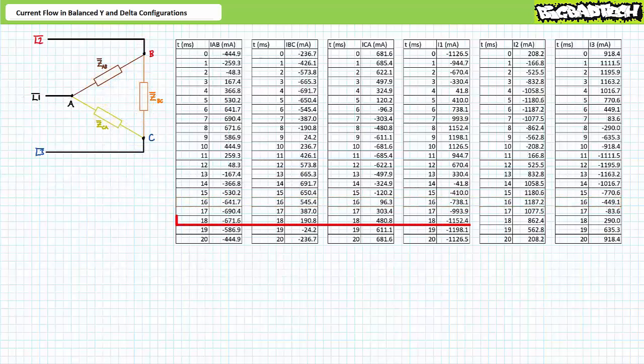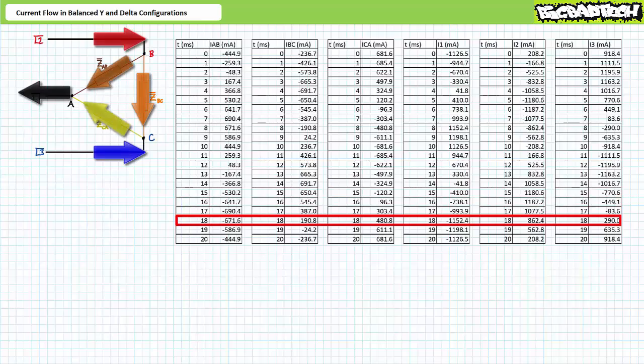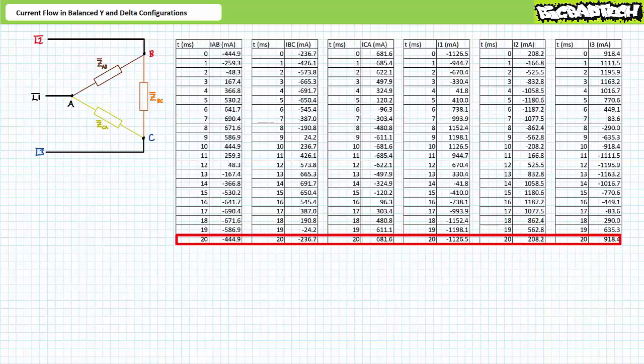node C. At t equals 18 milliseconds, 671.6 milliamperes of current travels B to A, 190.8 milliamperes of current travels B to C, and 480.8 milliamperes of current travels C to A. 1,152.4 milliamperes of current leaves node A, 862.4 milliamperes of current enters node B, and 290 milliamperes of current leaves node C. Finally, at t equals 20 milliseconds, the process again repeats itself.